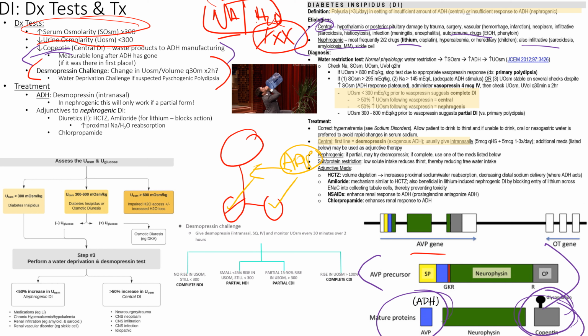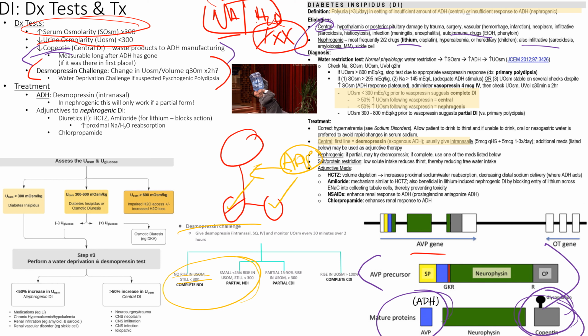So we can see the desmopressin challenge. If I give them ADH, right, I say this, it's still very, very dilute. I still have a serum osm that's still high, right? That is someone that has nephrogenic DI. That's what a desmopressin challenge is. I give them ADH, see what happens.